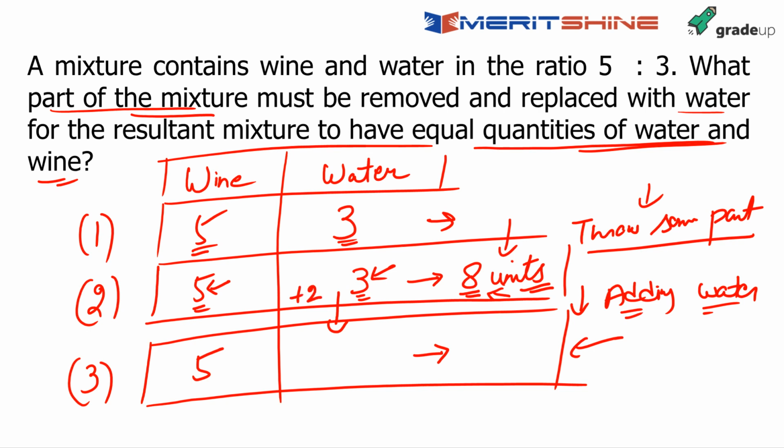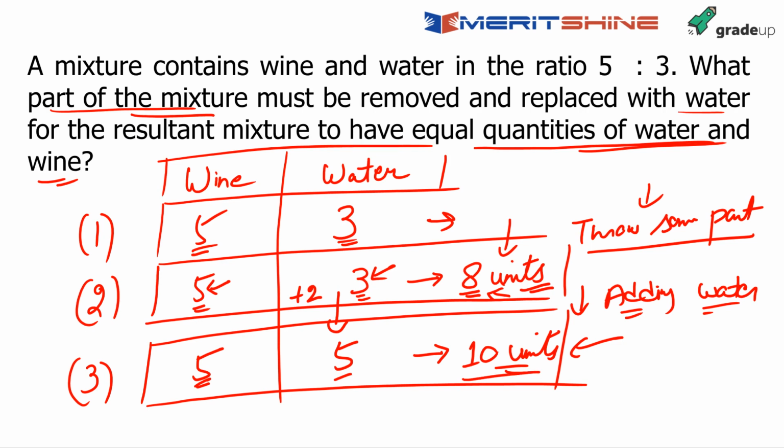So when I add 2 units of water here, this would become 5 and the total becomes 10 units. Can you see this? There is no other way it can happen. So it was 5, 3 earlier, 8 units. I add 2 units of water, so it becomes 5 units of wine, which remains intact, plus 5 units of water. Why? Because I added 2 units of water here, right? So it becomes 10 units.